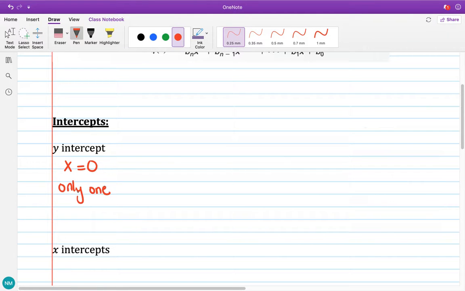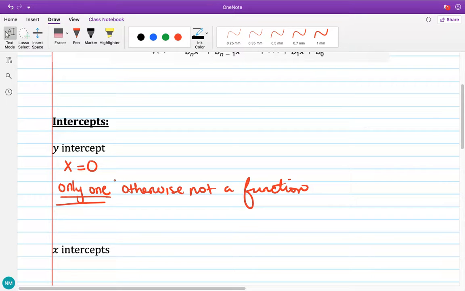Why? Because if there isn't only one, it is not a function. So there's only one y-intercept. It's the same rules as any other function that we've done at this point. So you just plug 0 in.